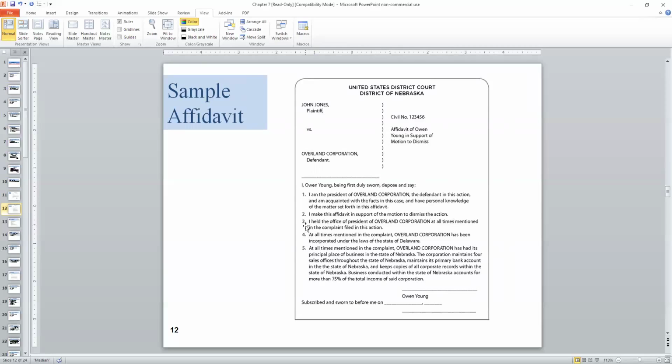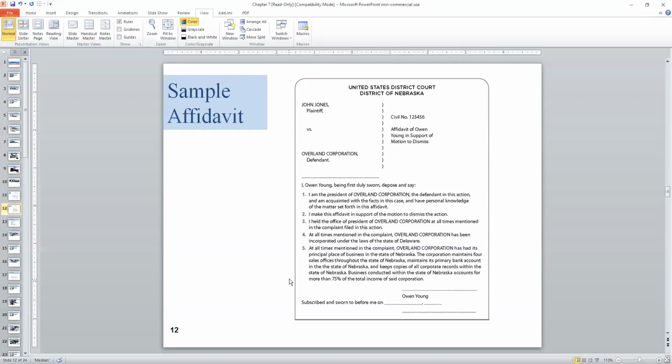Paragraph 3. I held the office of President of Overland Corporation at all times mentioned in the complaint filed in this action. Okay. Another good thing to say, obviously. Number 4, at all times mentioned in the complaint, Overland Corporation has been incorporated under the laws of the state of Delaware. Okay. Now, reading this along, if the only document you had in front of you was this affidavit, you might be like, well, why are you telling us this? Let's look at the next paragraph.